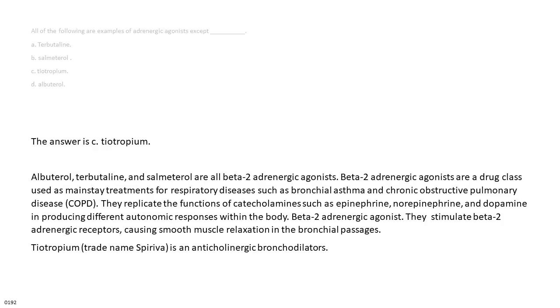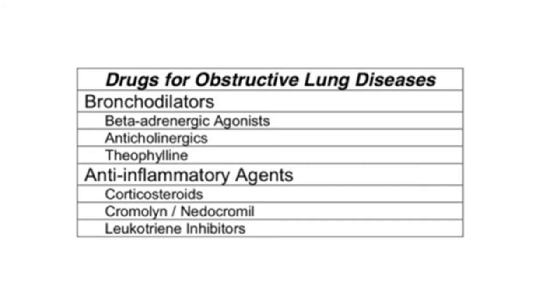All of the following are examples of adrenergic agonists except dash. A. Terbutaline. B. Salmeterol. C. Tiotropium. D. Albuterol.